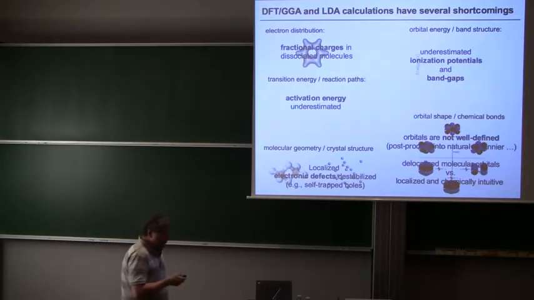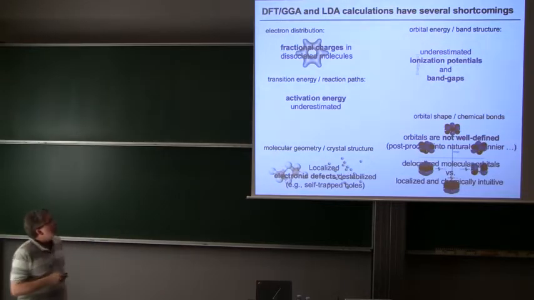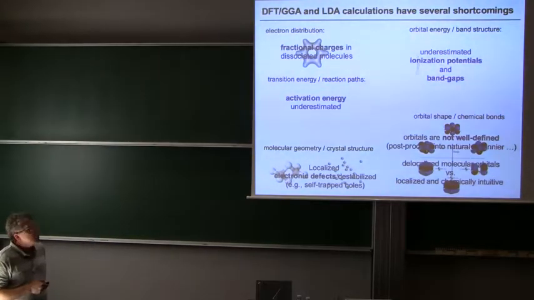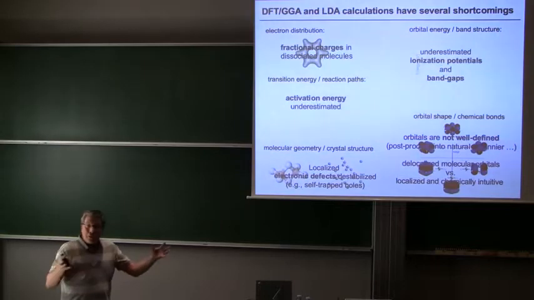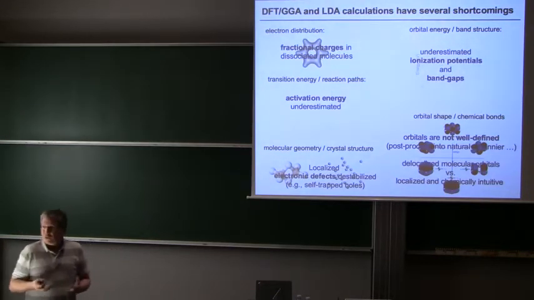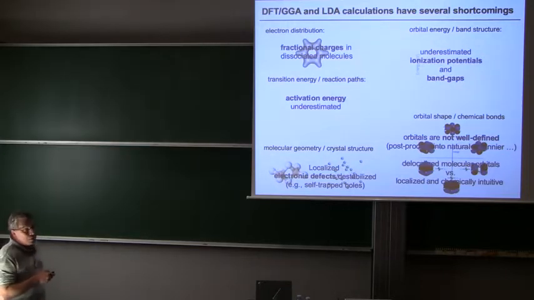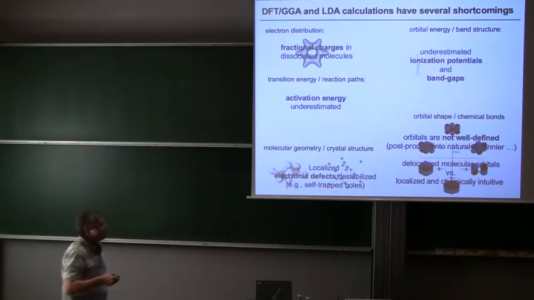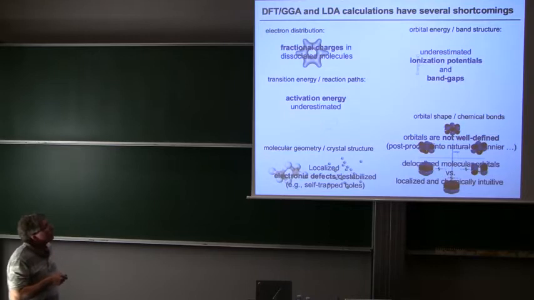So, there's a whole list of other things that one would like to be able to have better, both in GGA and also in the hybrids. One is the fractional charges when ions dissociate. If you pull a fluorine atom out of a CF4 minus molecule, you get fluorine with a charge of minus 0.6 or something like that. You get these fractional charges. And that's true of hybrid functionals as well. We know for calculating reaction barriers and so forth, GGA typically systematically underestimates reaction energies, activation energies, and so forth. There's a problem with ionization potentials and so forth, band gaps.